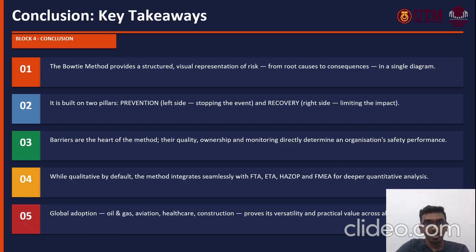Next, barriers are the most important part of the bow tie. So if the barriers are weak, poorly maintained, or not monitored, overall safety performance will drop. And the next one is, although bow tie is mainly qualitative, it works very well with other methods like FTA, ETA, HAZOP, and FMEA, allowing a deeper analysis to be conducted. And last but not least, it is used across industries such as oil and gas, aviation, healthcare, and construction. It proves that it's both practical and versatile.